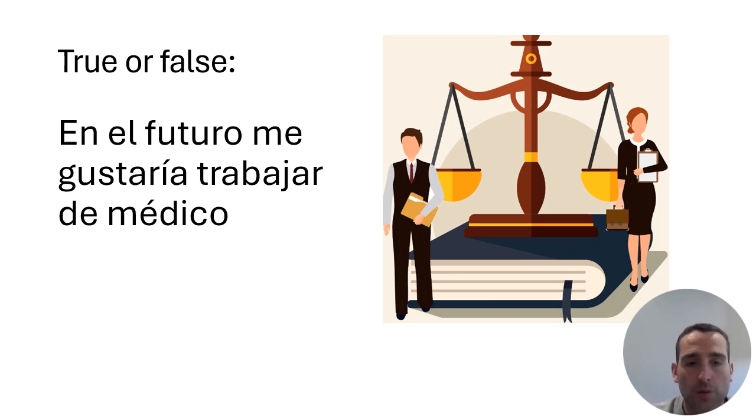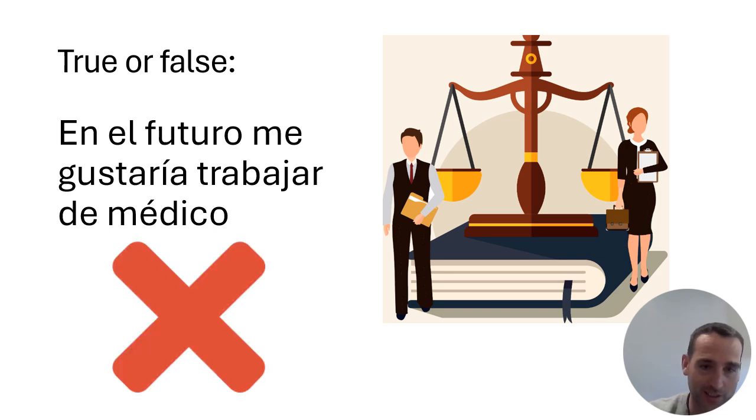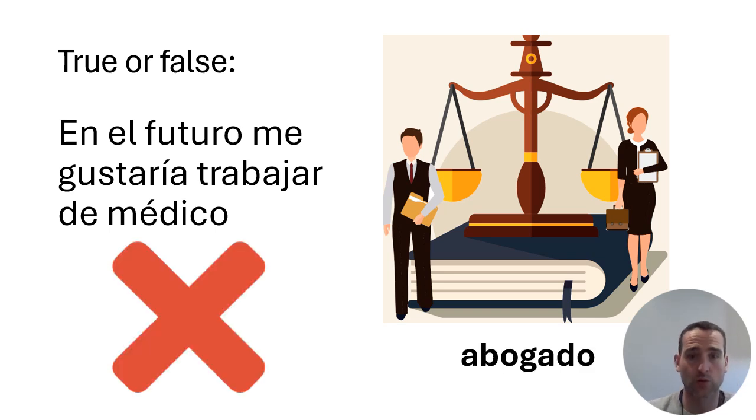En el futuro me gustaría trabajar de médico. 3, 2, 1. False. That one is a lawyer, that is un abogado, or if it's a girl, abogada. Okay, that's an example of what you need to understand in a reading.